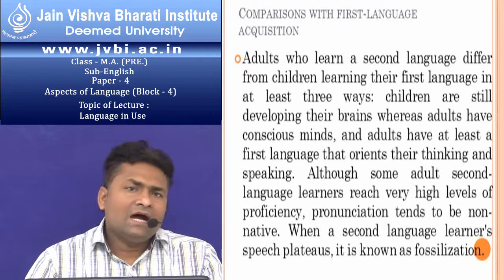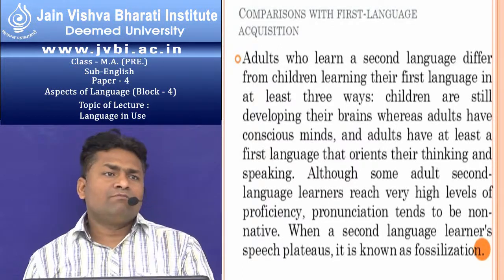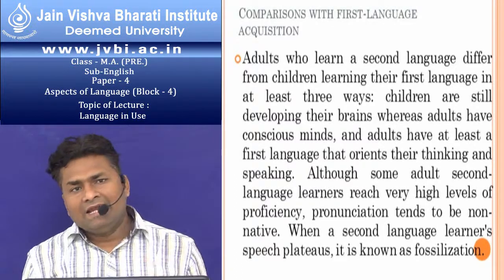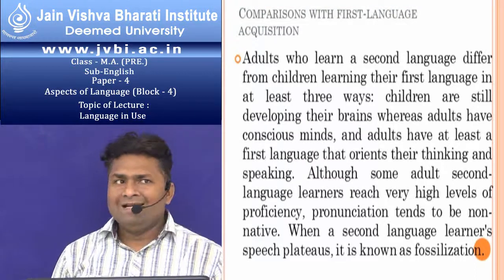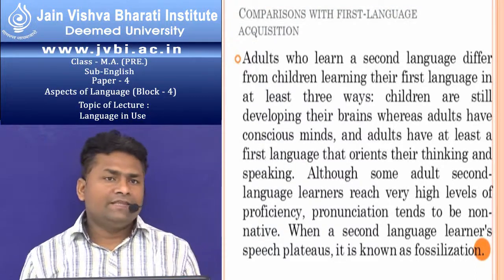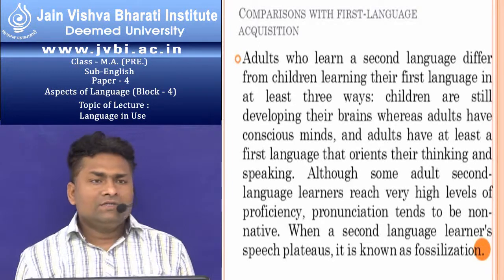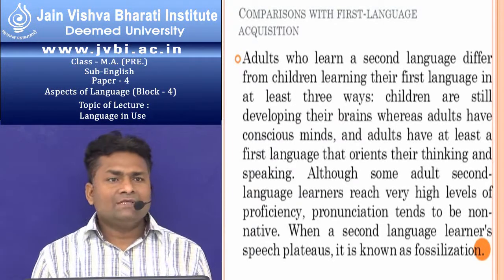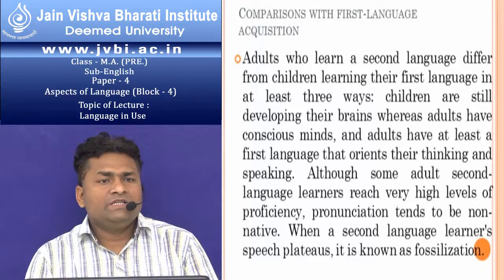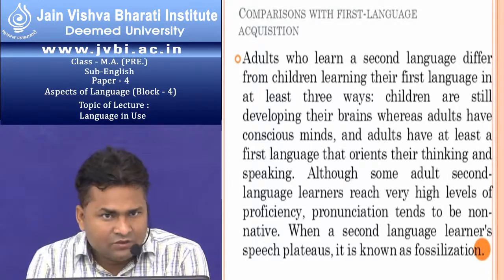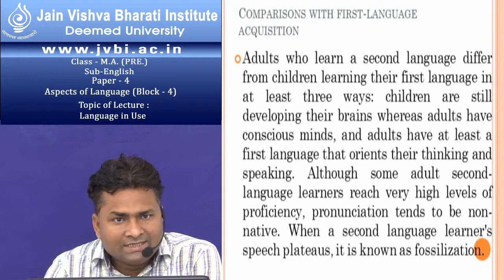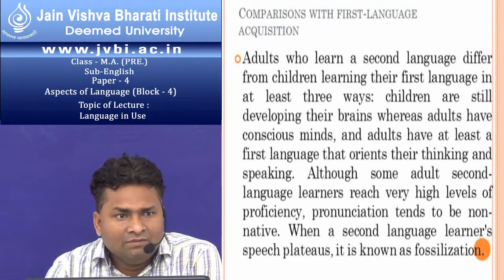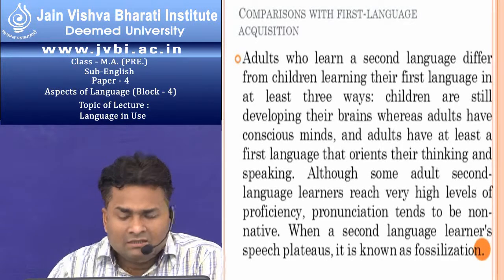Children are at their developing stage, so their brain is like that, whereas it is not so with adults. They have one language already there in their mindset, and that language always orients them. Although some adult second language learners reach very high levels of proficiency, pronunciation tends to be non-native. When a second language learner's speech plateaus, it is known as fossilization.